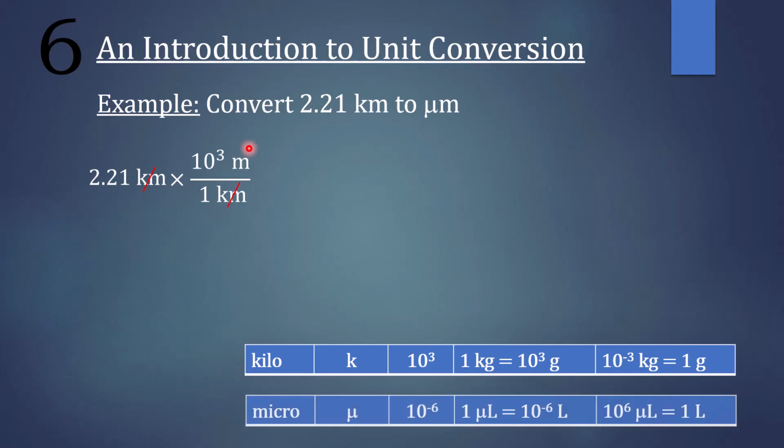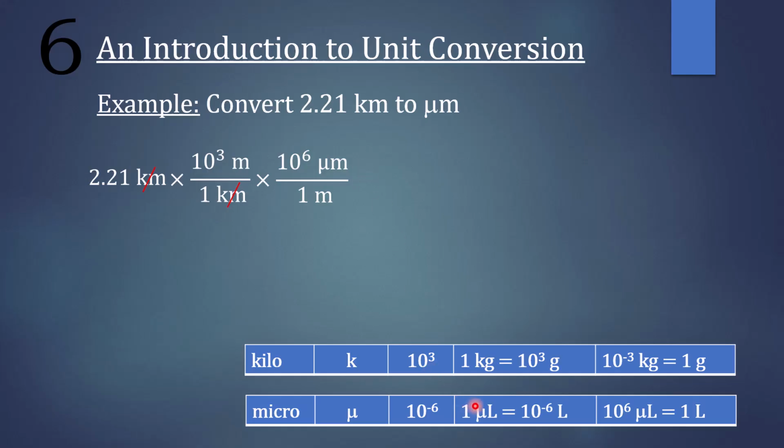So I have to still convert that to micrometers. I'm going to pull the row from the table for micrometers, and again, replace liters with meters. As a matter of fact, this is the one I tend to like to use, but either one would work fine. 10 to the 6 micrometers is equal to 1 meter, and I'm going to want meters in the denominator. So I'm going to write this as 10 to the 6 micrometers per 1 meter. And that's exactly what I've got here.